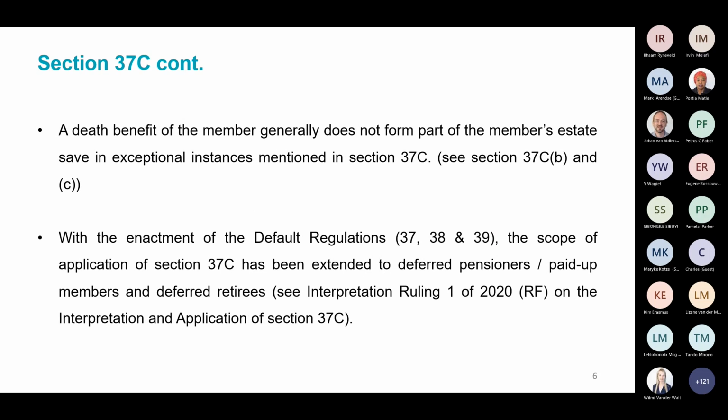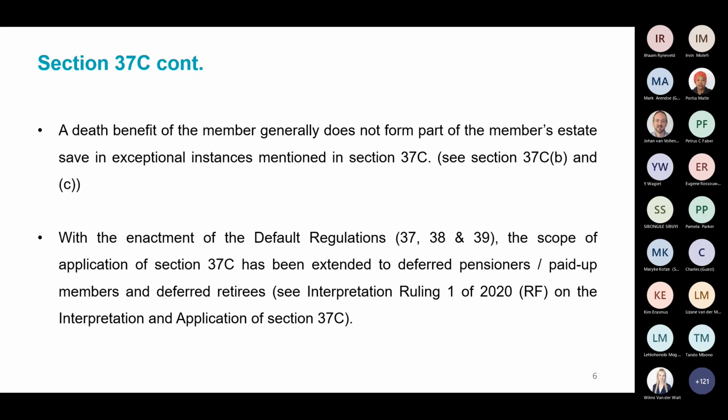As I said, this is possibly a new point: a death benefit of the member generally does not form part of the member's estate. But of course, there are exceptional instances which are mentioned in section 37C. So it generally doesn't form part of the member's estate because really you'd be paying your dependents, you'd be paying your nominees. But the exceptions one would find in section 37CB and C of the Pension Funds Act.